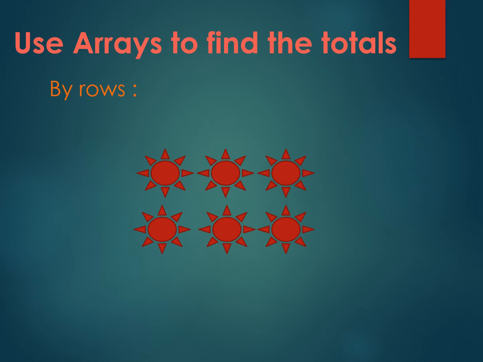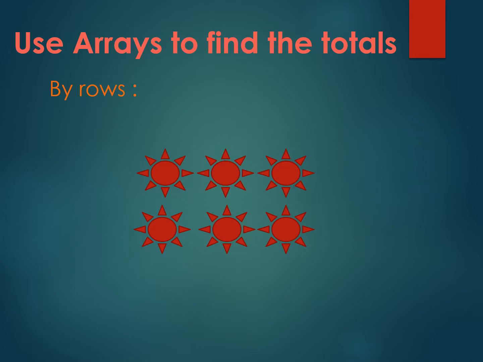Now, use arrays to find the total. That's mean how many items are there in the picture. Boys and girls, there are 2 ways. The first way by rows and the second way by columns. Now, let's start by doing the first way, which is by rows.